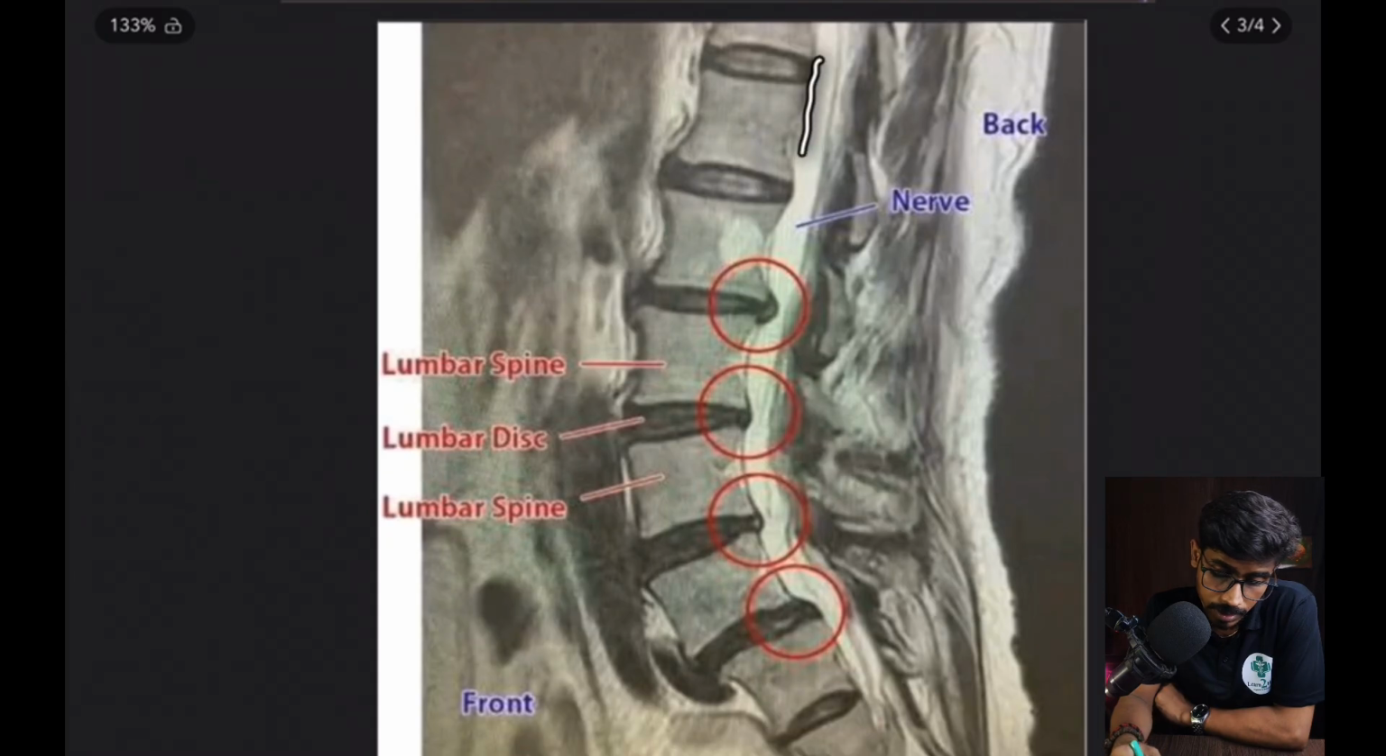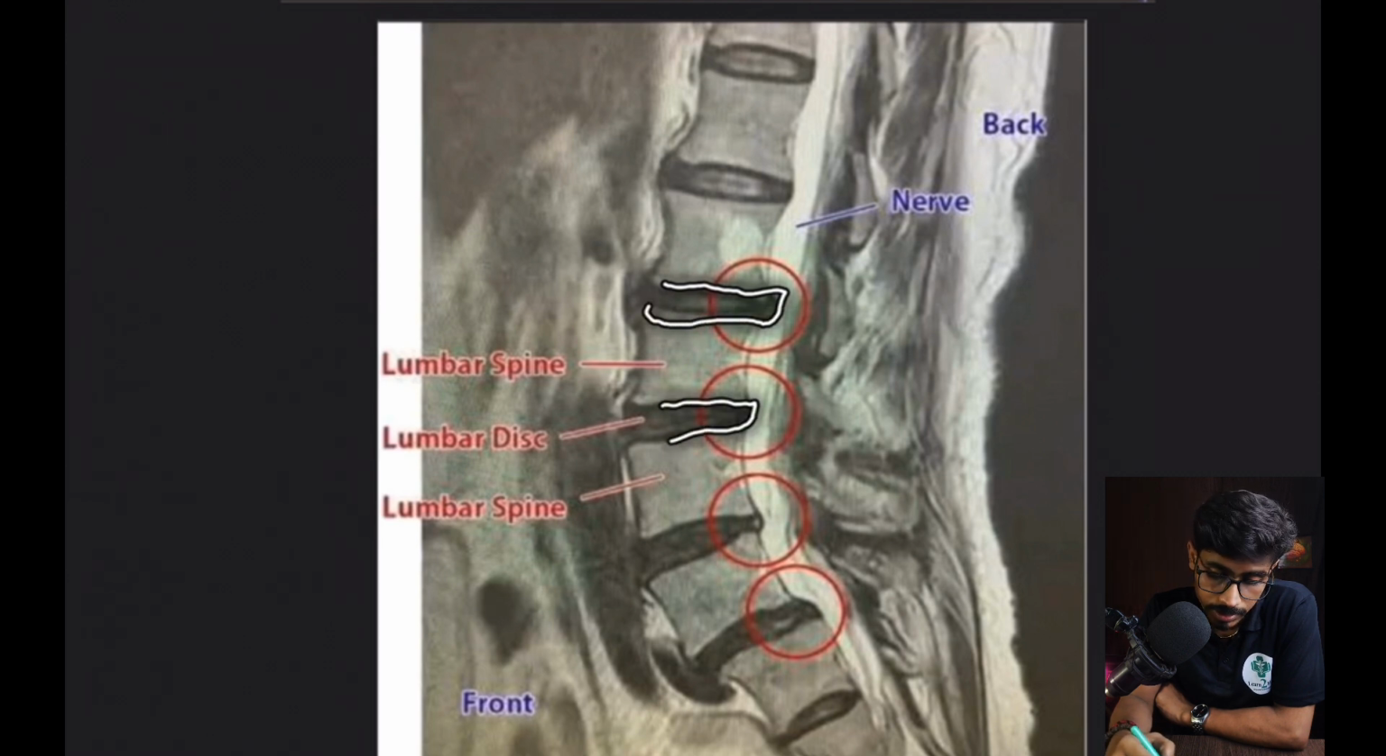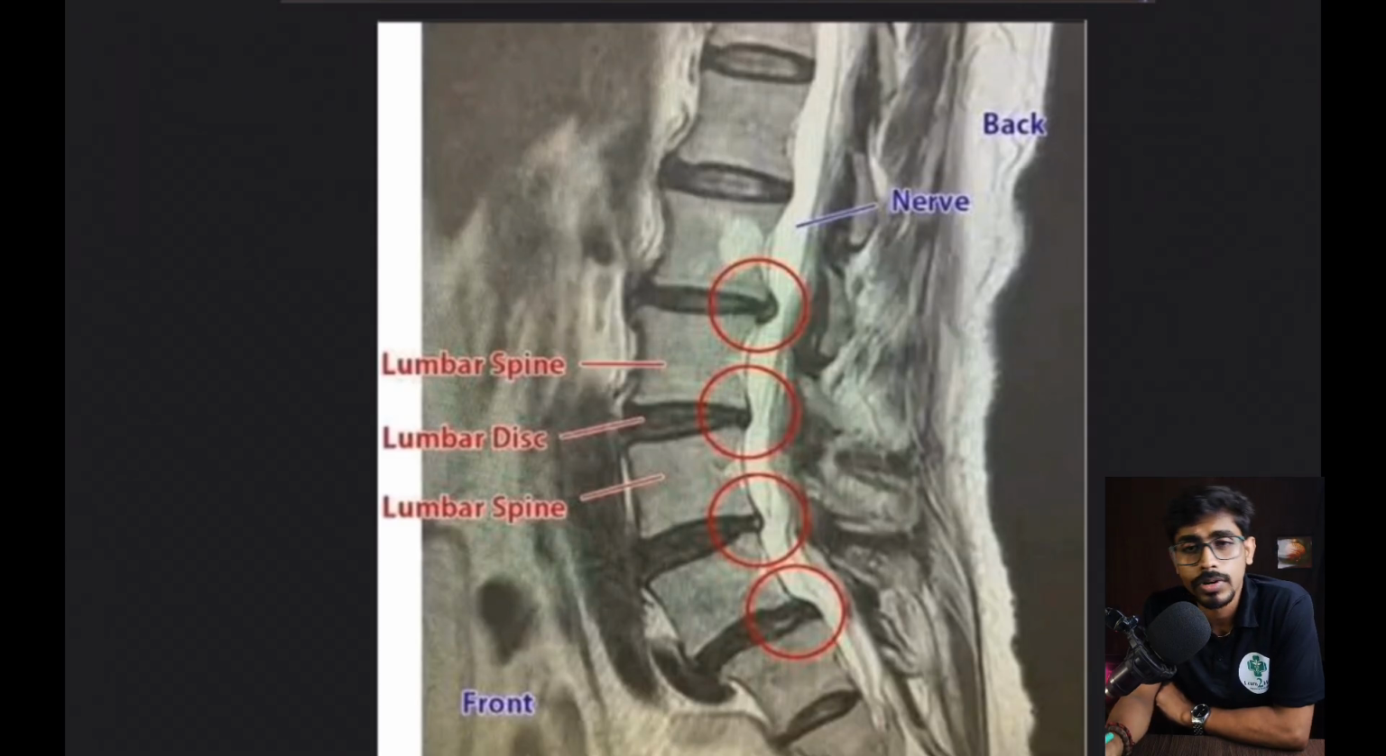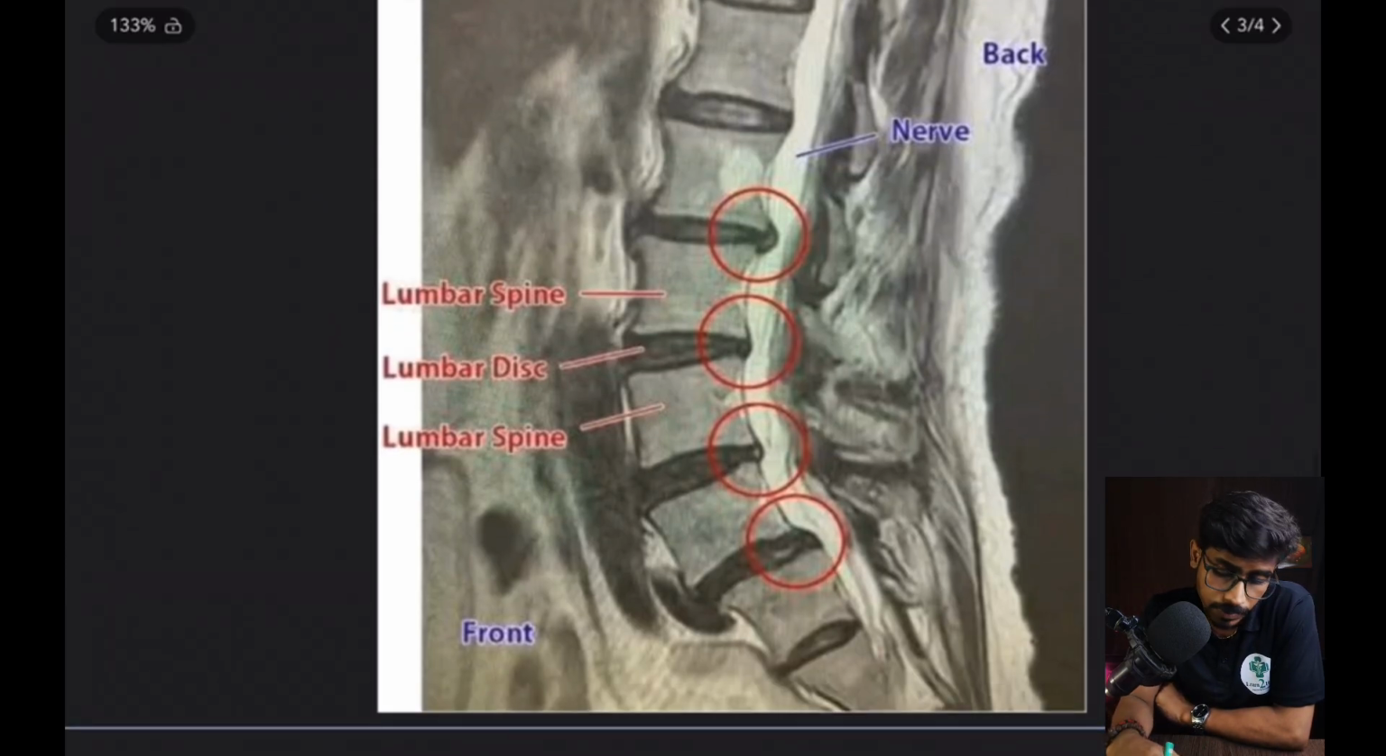Here you can see the nerve root is passing straight, but the black portion we are talking about, the disc, the shape keeps changing from disc to disc. This is multiple disc prolapse. This generally happens to old-age patients who lift heavy weights or do improper physical activity. In those patients, multiple disc prolapse is very common.